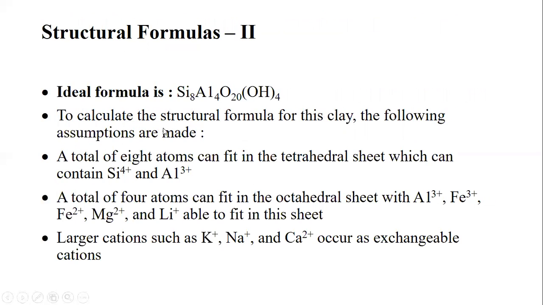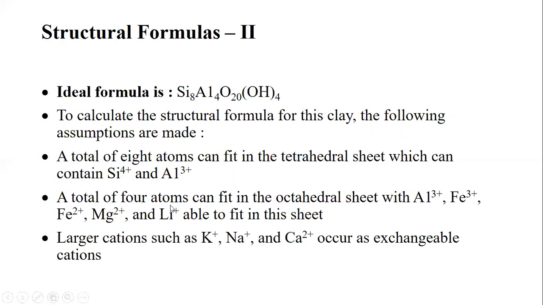So this is the ideal form. To calculate the structural formula for this clay, the following assumptions are made. A total of 8 atoms can fit in the tetrahedral sheet, which can contain silicon and aluminum. Remember, we said silicon is the normal ion that we find in the tetrahedral, but it can be replaced in isomorphous substitution by aluminum. So if you don't have all the 8 positions occupied by silicon, the rest of them will be occupied by aluminum, the only choices.